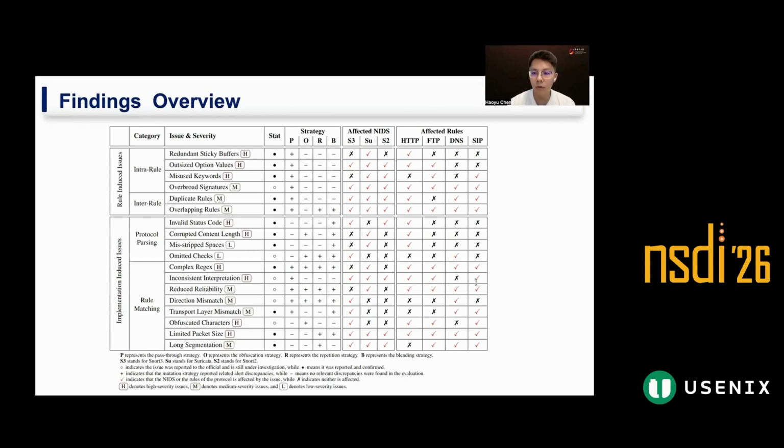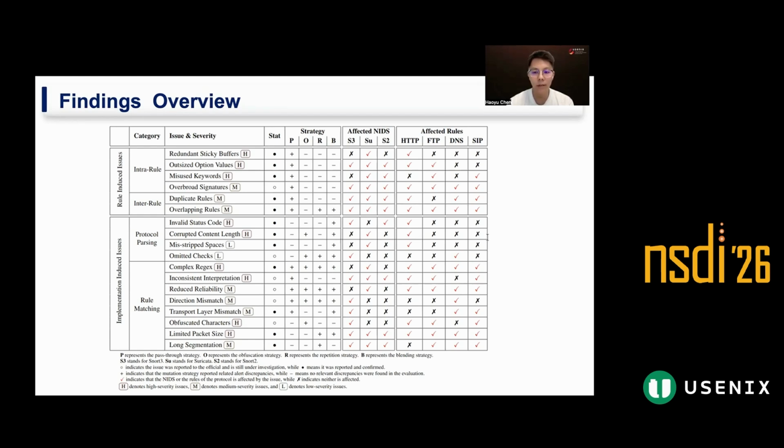NIDSFuzz reported over 10,000 unique rule enforcement issues in total. Through manual investigation, we totally identified 18 distinct types of issues. This table summarizes our findings, including the affected NIDS platforms, the affected protocols, and the security impact of each issue.